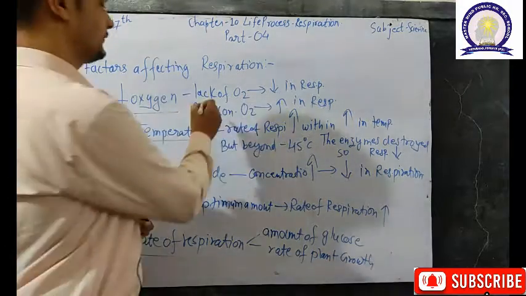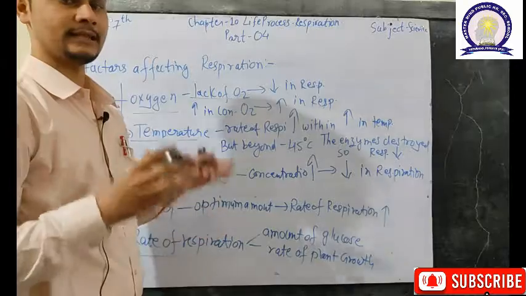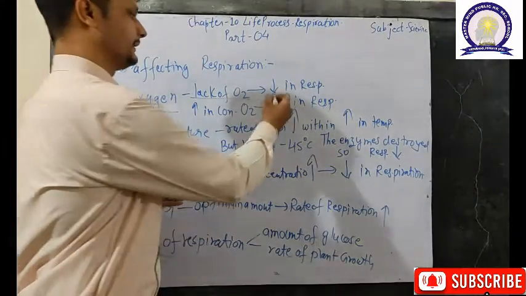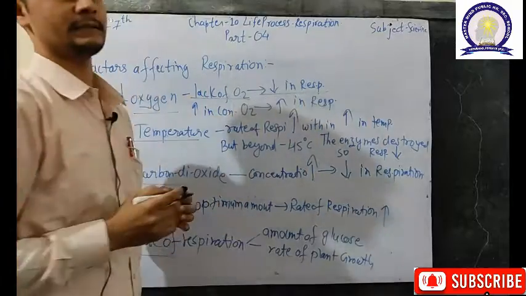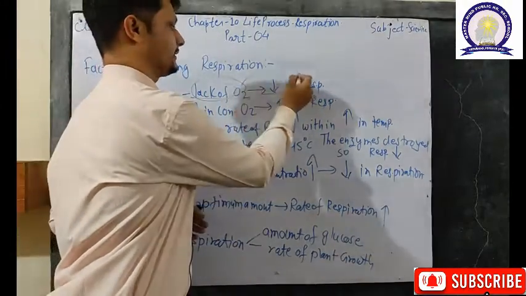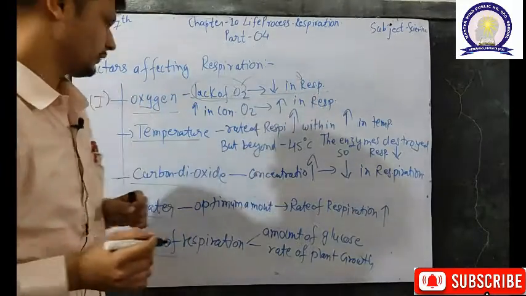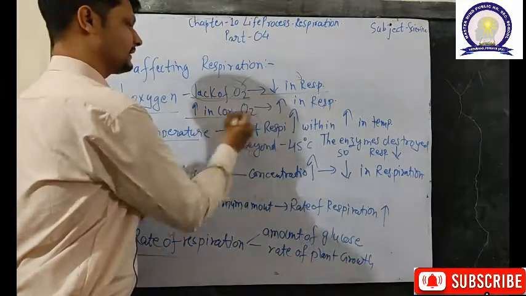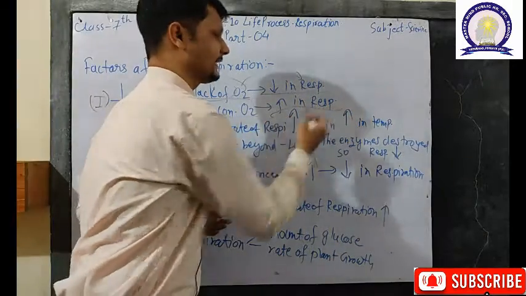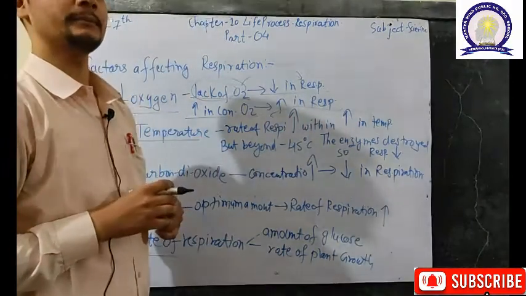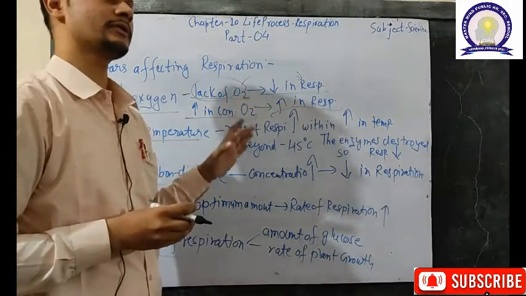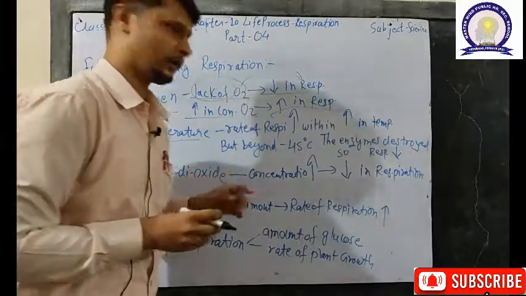In the case of a lack of O2, that means the concentration of oxygen is low in the outer environment, this leads to a decrease in the respiration rate. That means in the lack of oxygen, the rate of respiration goes downwards. An increase in the concentration of oxygen in the outer environment leads to an increase in the rate of respiration. That means the rate of respiration is directly proportional to the concentration of oxygen in the outer environment.